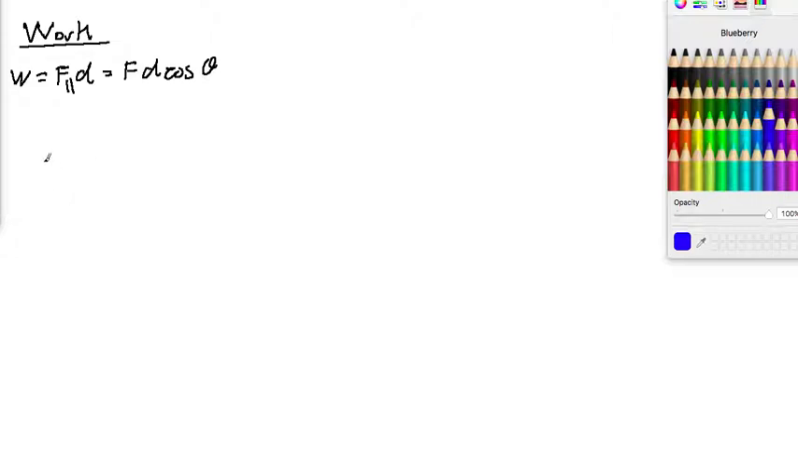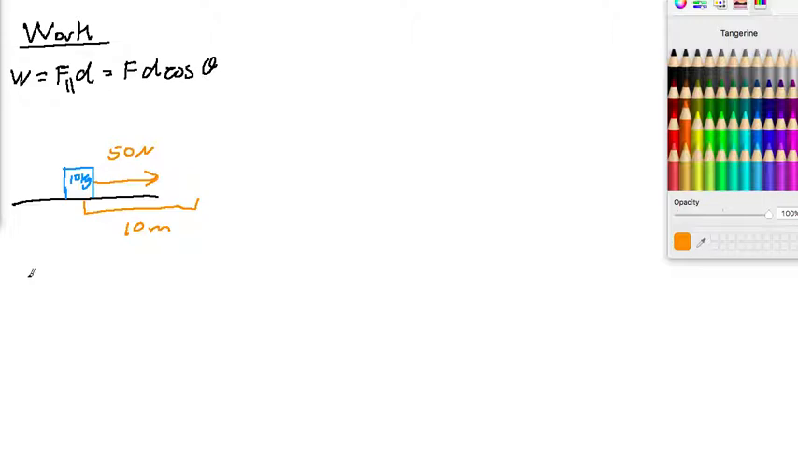So for example, you have a surface, and then you have a block right here. Let's say it's a 10 kilogram block. And then there's a force being applied on it, a string pulling it with 50 newtons. The tension is 50 newtons, the force, same thing. And it moves a distance of 10 meters.